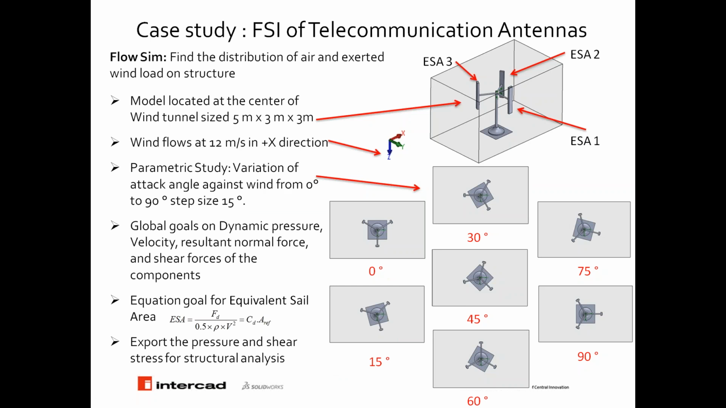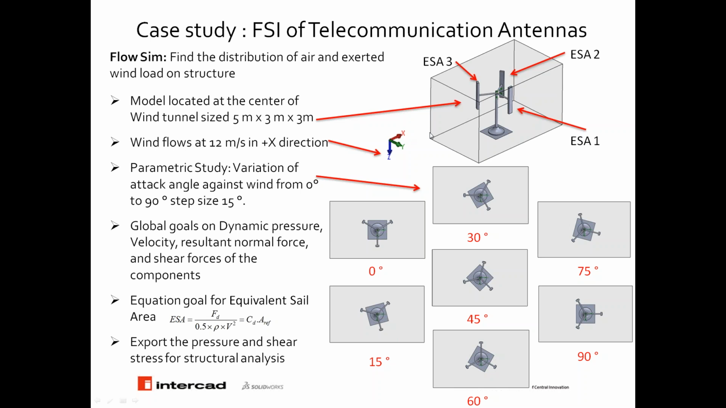We have a telecommunication antenna on a structure being simply assembled, and it is going under wind load testing. So first of all, we have a wind tunnel. As you can see, this is the box with a size of 5 meters by 3 meters by 3 meters, and the model is located at the center of this tunnel. We have 3 communication antennas at different angles, so basically at 0 angle, then 120, then 360. We're assuming we have a wind flow at 12 meters per second in the X direction.